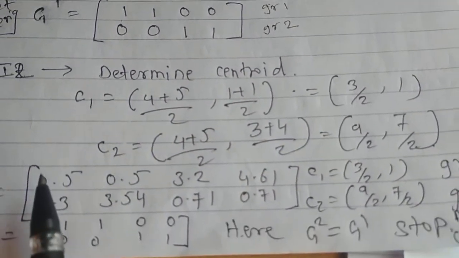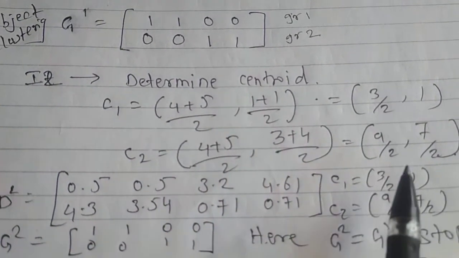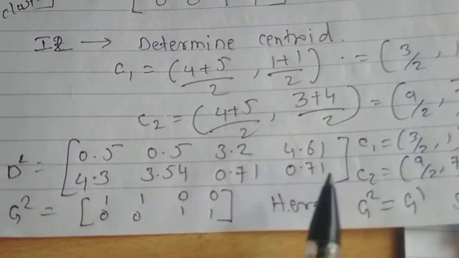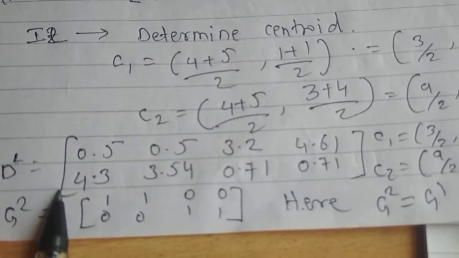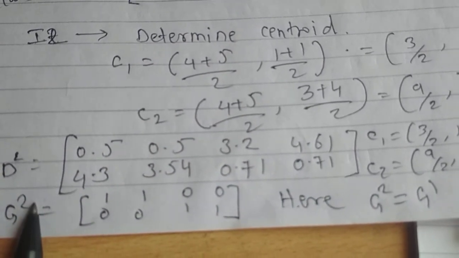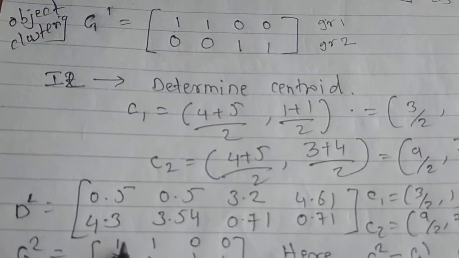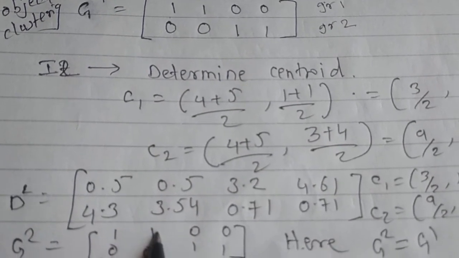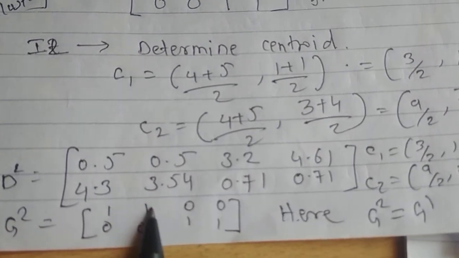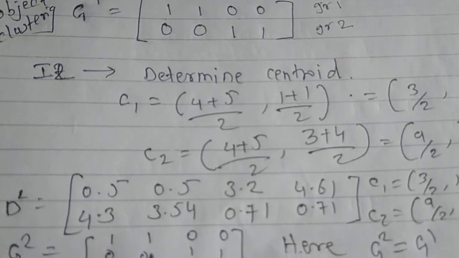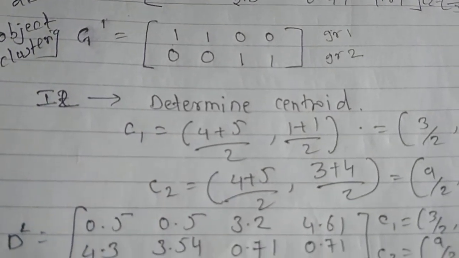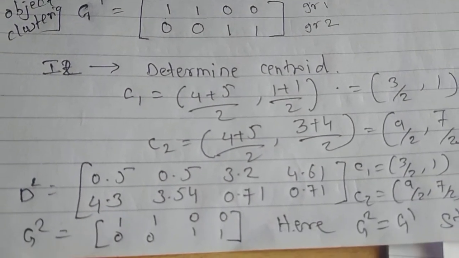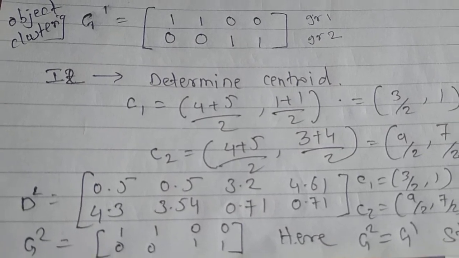Then we have to calculate the distance of all medicines with respect to the newly updated C1 and C2, and this is your object distance matrix. Then again using the minimum method, you have to form the object clustering. So you can see here that the medicine A and medicine B are clustered in the cluster number 1. Medicine C and medicine D are clustered in cluster number 2. Here we can say that this G2 is same as that of G1. So there is no movement of the medicine or the objects from one cluster to another cluster.